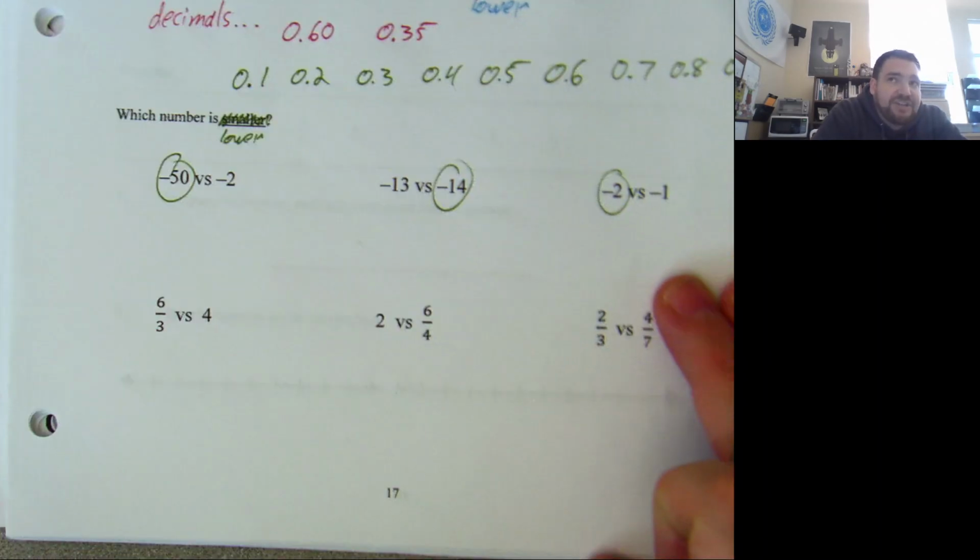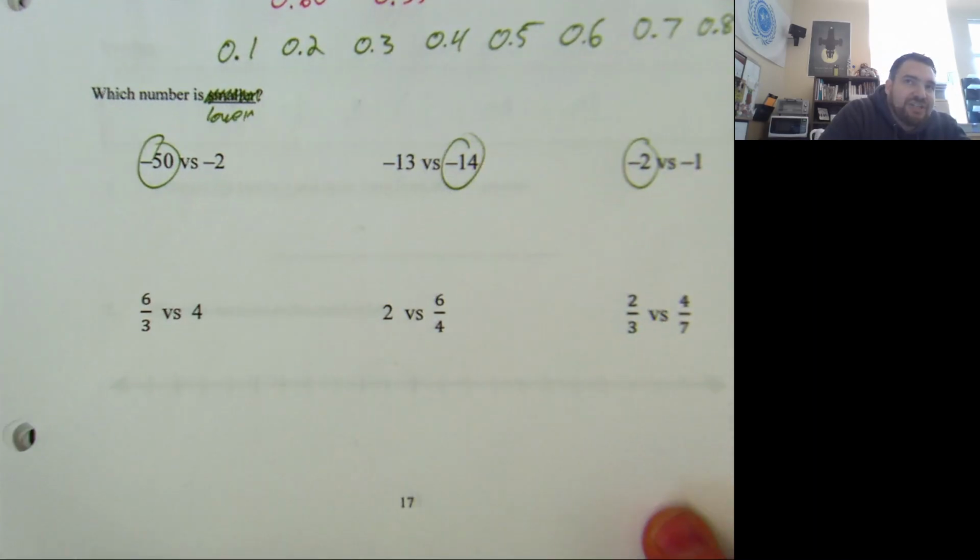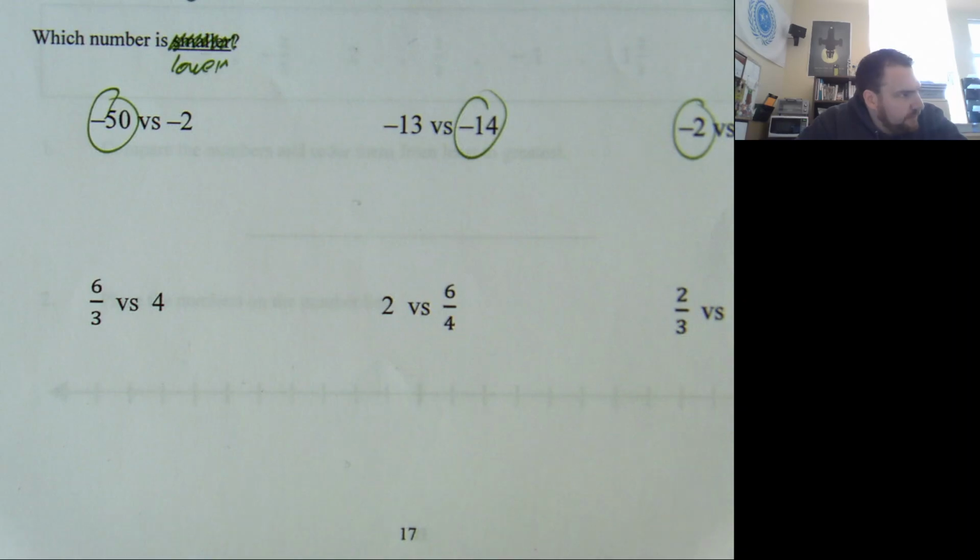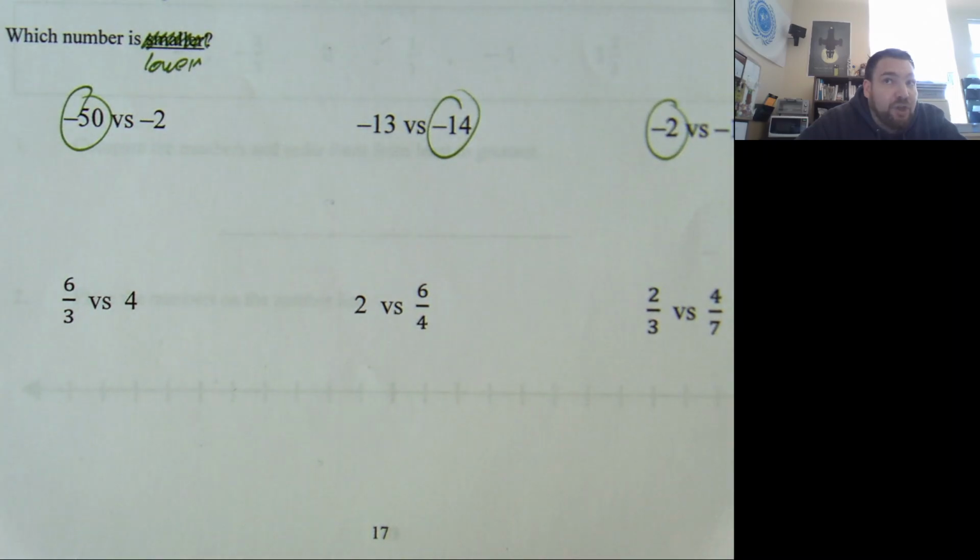How about these? Fractions. We like fractions, right? 6/3 versus 4. Oh, some people are saying 4, some people are saying 6/3. Well, before we can even bother comparing them, we need to make sure that we have them looking similar. Let's reduce where we can. Can we reduce anything there?